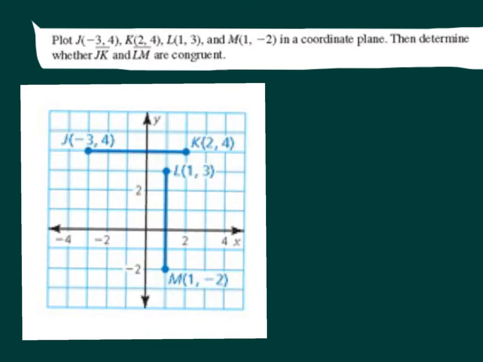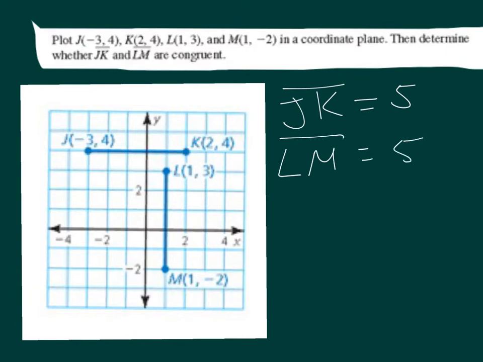Now there's two different ways you can do it. Probably the easiest way you might think is, well, Mr. Deschel, can I just count from J to K? Yeah, and you absolutely can. So go ahead and go 1, 2, 3, 4, 5. So that means I know that segment JK equals 5 units. And now let's go ahead and count from here. So 1, 2, 3, 4, 5. So segment LM is also 5. So what that means is I can go ahead and say that JK is congruent to segment LM.